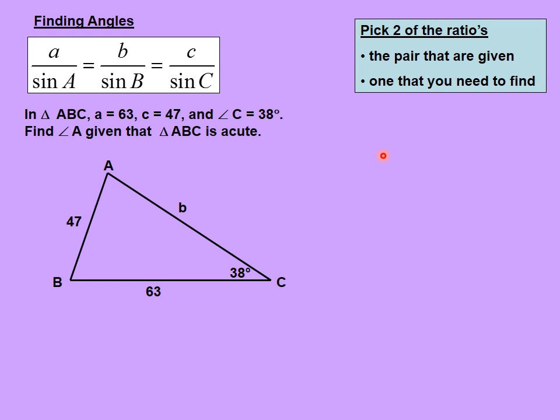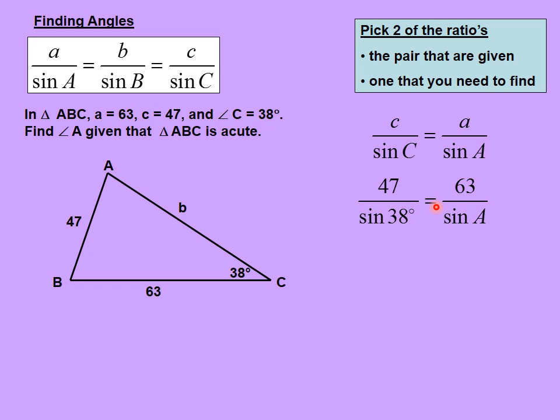So I'm following this rule. Okay, here we go. Write down our two pairs, in that order: the C's I'm given, the A's I need to find. Let's plug in the numbers. Side C is 47, angle C is 38, so that'll go there. Side A is 63, and then angle A is what I've got to find, which is here. So it looks like this.